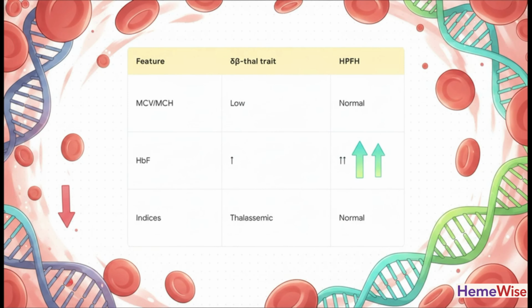That's hereditary persistence of fetal hemoglobin. Both of these are going to show elevated levels of fetal hemoglobin in an adult. But when we check the red blood cell indices, delta beta-thalassemia shows up with low MCV and MCH, a classic thalassemic picture. HPFH, on the flip side, typically presents with near-normal red blood cell indices and even higher levels of hemoglobin F. When the phenotype is ambiguous like this, molecular testing becomes our ultimate tiebreaker.